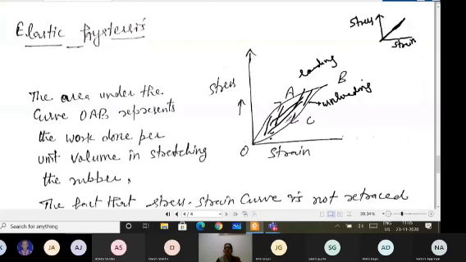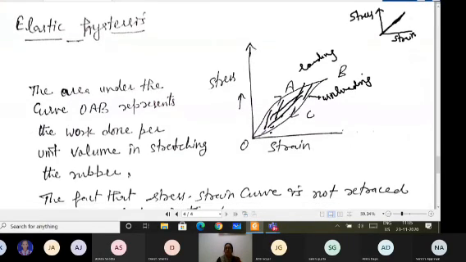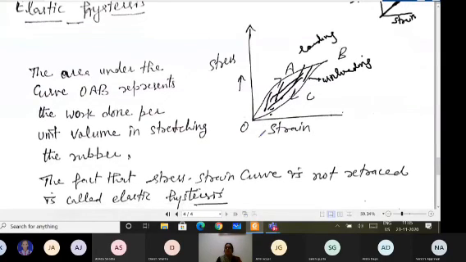So this loop we call the hysteresis loop, and the area under this graph gives you the work done in stretching the rubber. And this phenomenon, that the stress strain graph is not retraced, is known as elastic hysteresis. So this has also found many applications in selecting the materials. So this is important. What is elastic hysteresis? What is hysteresis loop?